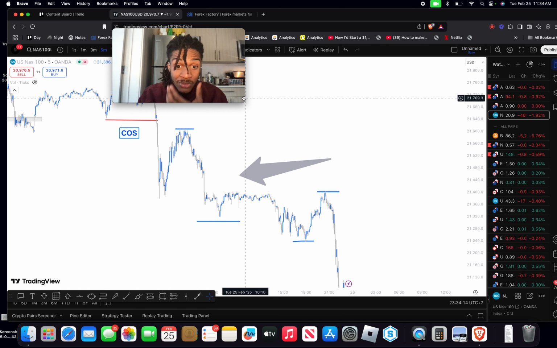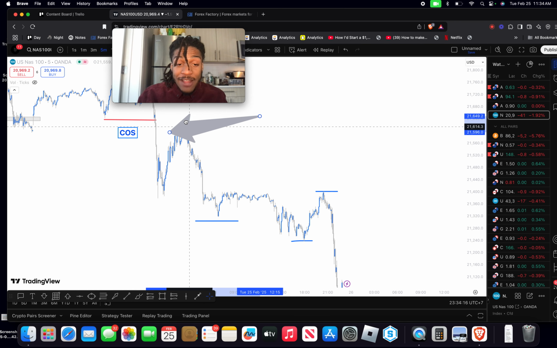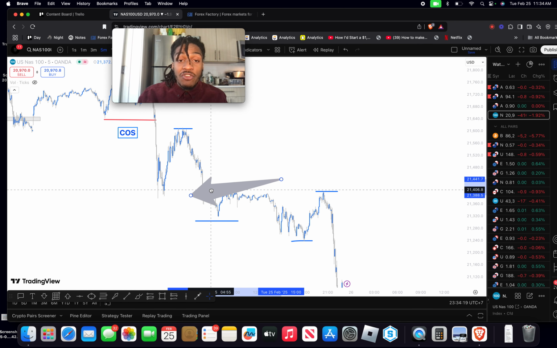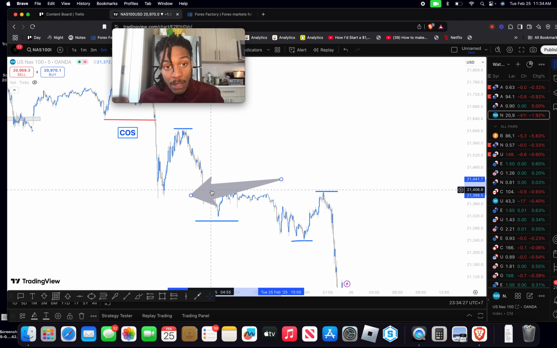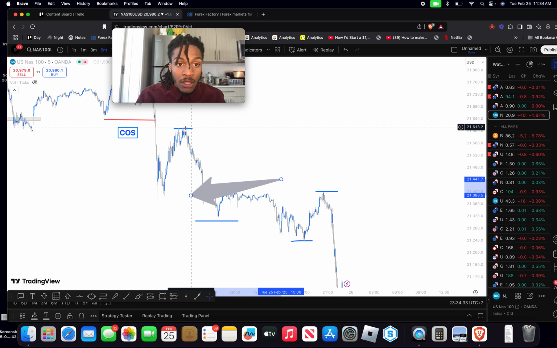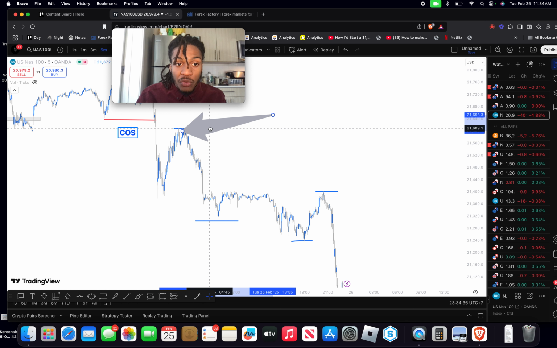We have three. The second one is right here. After we had that COS, price came down, and what did price do? Prices can't just drop forever, because that's called unhealthy price action. Balanced, every market will eventually get balanced out. And that looks like price coming back to fill in inefficient price action. Whether it's filling in supply and demand zones, gaps.